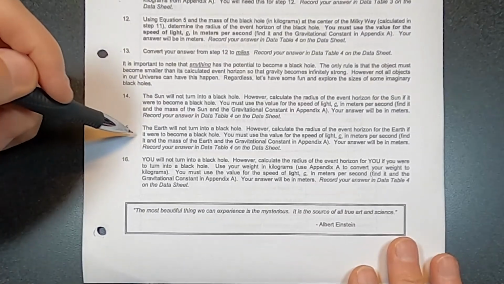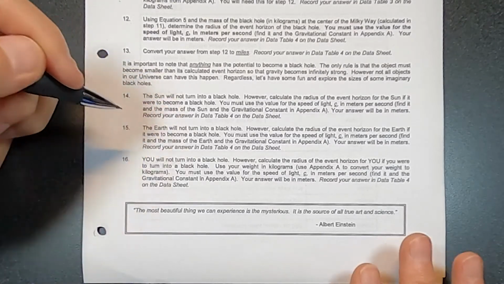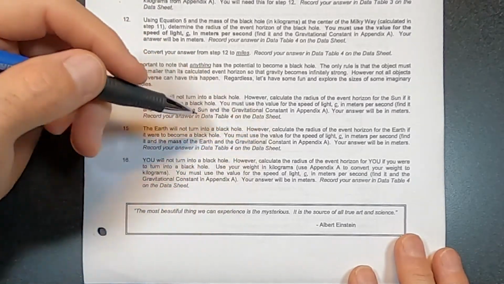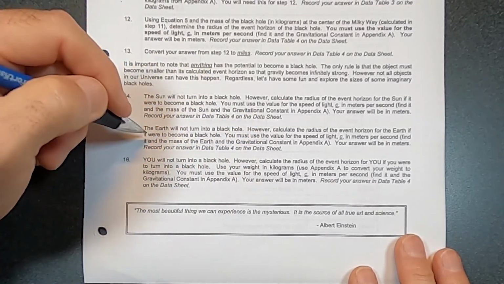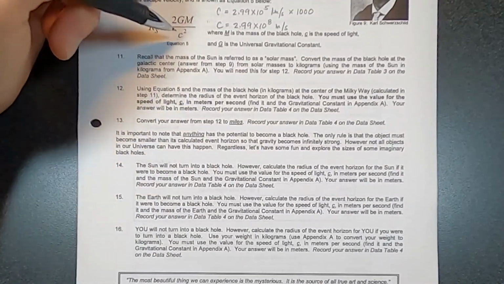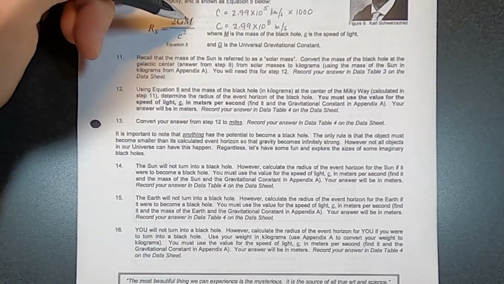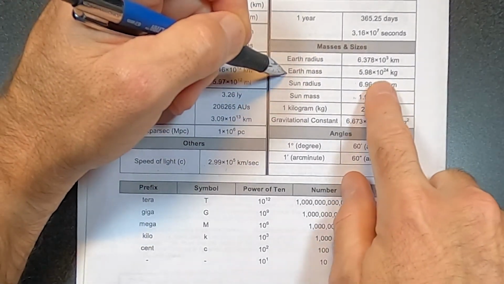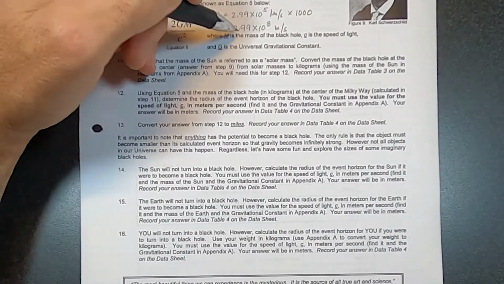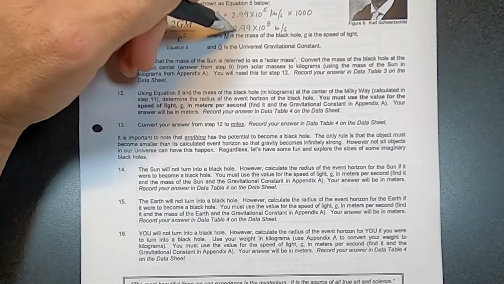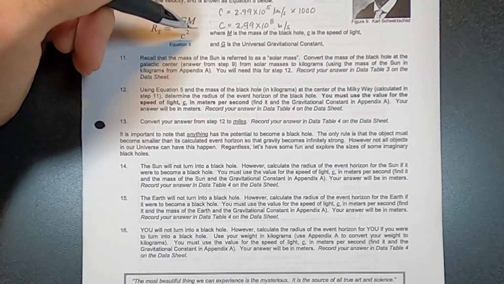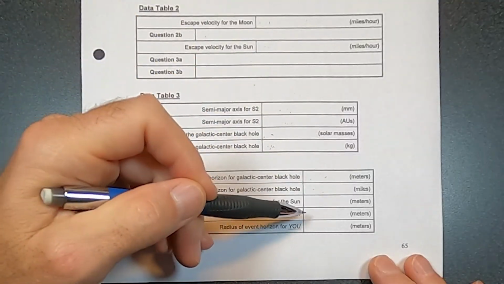Again, step 15, the Earth is not going to turn into a black hole. But let's say that something happened and it made the Earth into a black hole. How big would the event horizon be if the Earth had turned into a black hole? Same thing. The difference this time is m is going to be the mass of the Earth. And we have the mass of the Earth right there. So that's going to be your m. C squared is still this number squared. So make sure you square it. Make sure you use the converted one. Do the math. And when you do the math, you report your answer here.